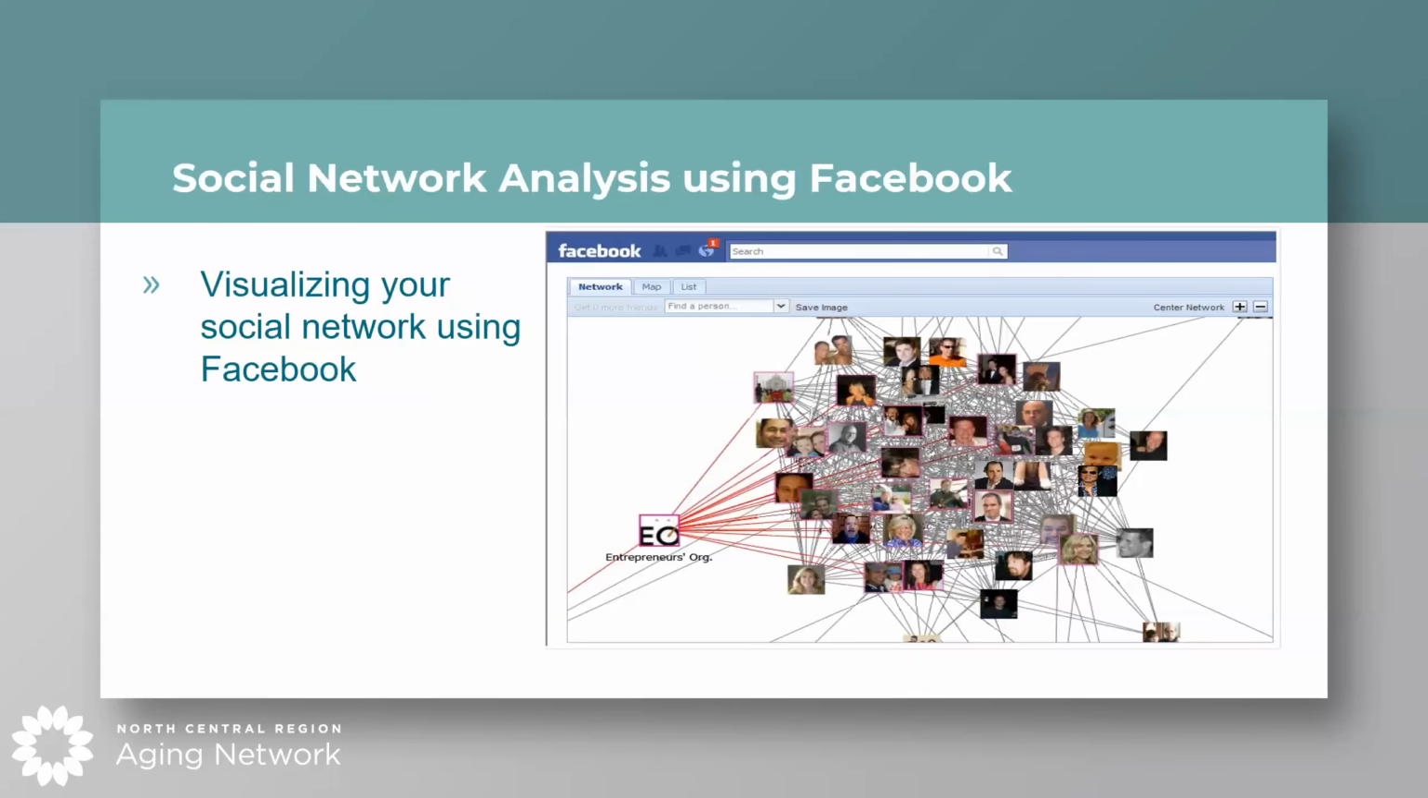Facebook is known for social networks, right? But surprisingly, there is no easy solution to visualize your Facebook network. It used to be available, but because of confidentiality and privacy issues, they stopped providing the service. Still, you can do it by using your own Facebook contacts.